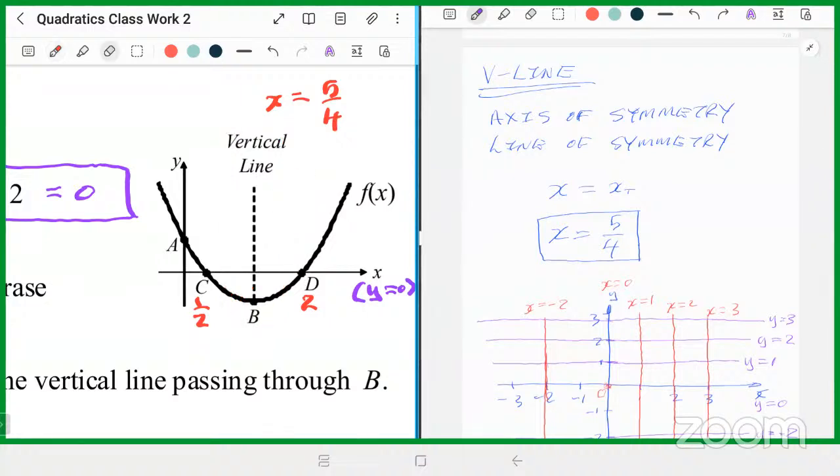All right, so that basically finishes number 1. Let's go on to the next one, number 2.